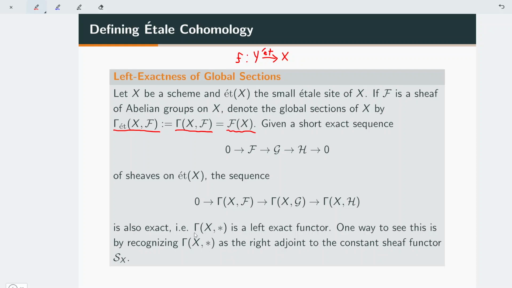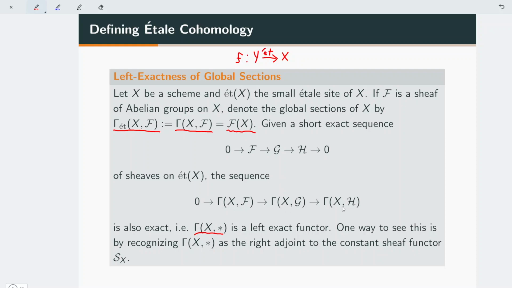I gave it a name down here, Gamma of X and star is a functor. You give it a sheaf on X on the Etale site, and you get an abelian group, so it's a functor. You can ask whether it's exact, which means I have a short exact sequence of sheaves on the Etale site. I can apply global sections at each step. And so where do these induced maps come from? Well, the data of a morphism of sheaves includes a map between global sections, so we're just taking that specific piece of the data to get this induced sequence.